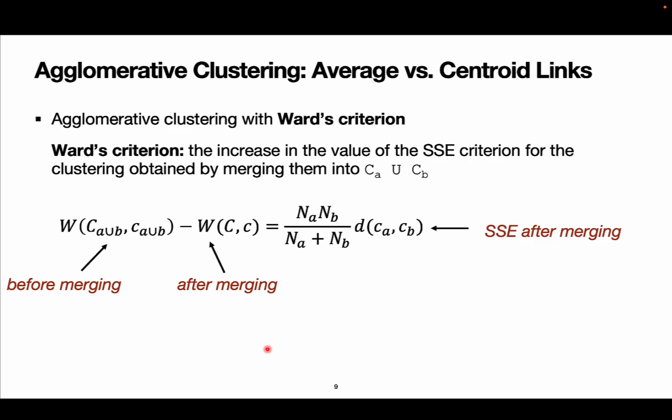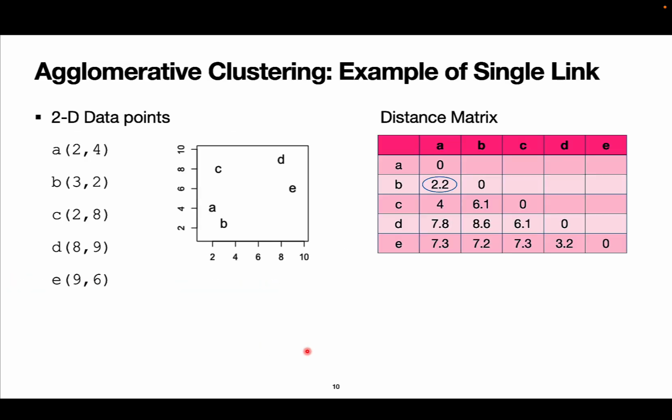So to summarize, average link is balanced but expensive. Centroid link is faster but makes assumptions about the shape. The group average agglomerative clustering formalizes an efficient way to compute the average. And Ward's criterion provides a principled way to merge clusters that minimally increase the total error.